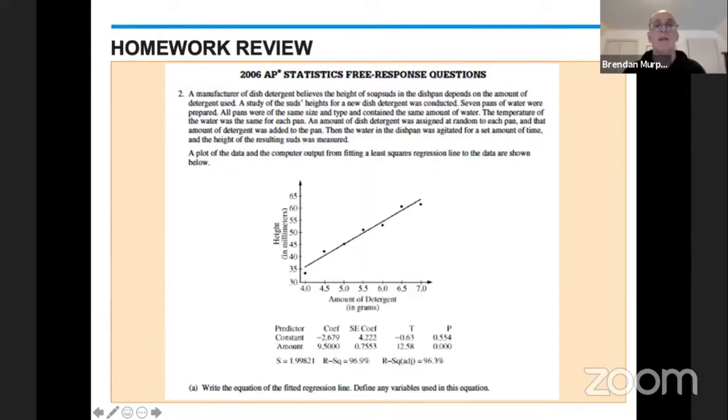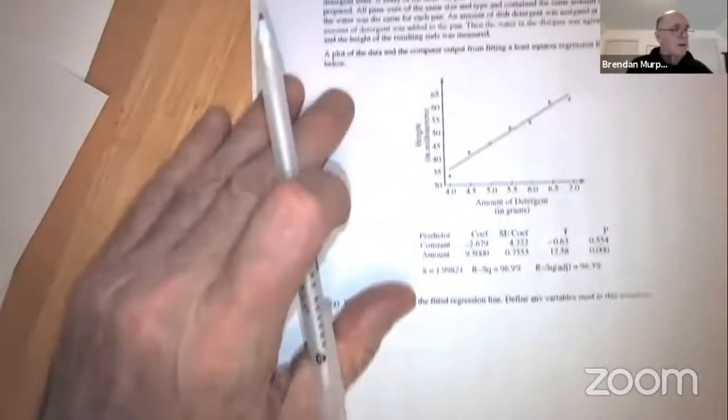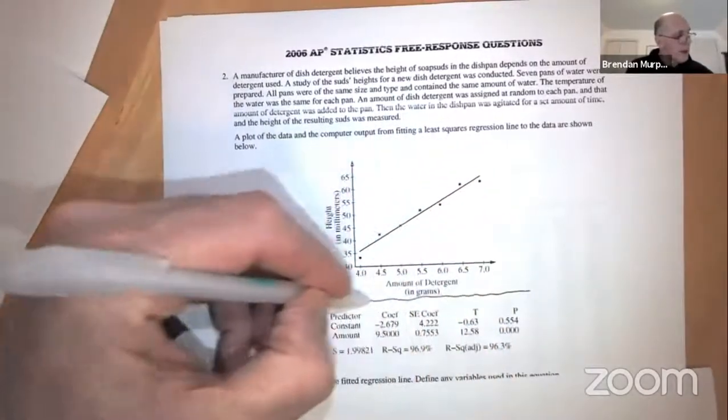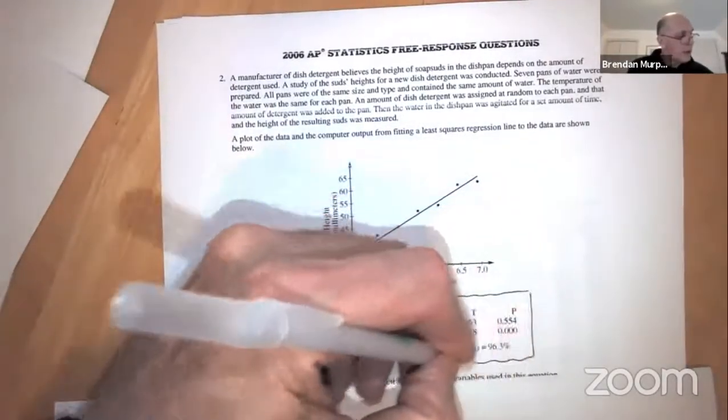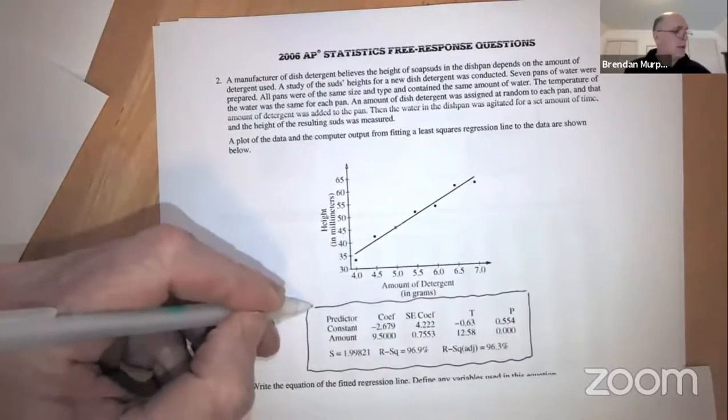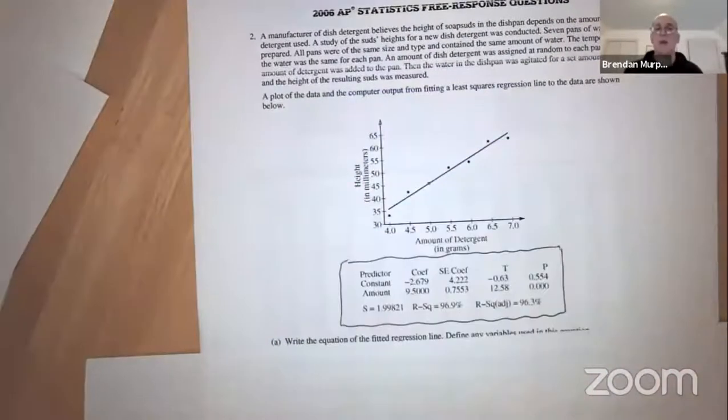I'm going to switch over to my document camera. We're going to be looking at the same problem here. Okay, so here's the same problem. So I call this a generic computer output. The reason we say generic is we're not trying to do some marketing for any of the software companies. There's many different software packages out there. Most of them are excellent.